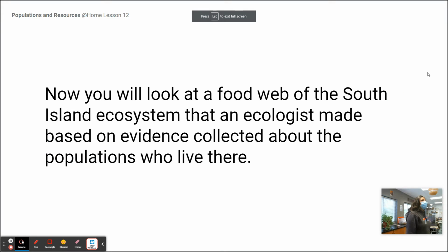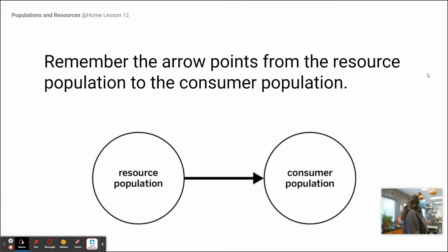All right, so yesterday you should have looked at evidence cards. If you didn't look at the evidence cards yesterday, you will take a look at those today. And now today we're going to look at the food web of the South Island ecosystem that an ecologist made based on the evidence collected about the populations who live there. Remember that the arrows point from the resource population to the consumer population. So energy storage molecules are going from the resource to the consumer.